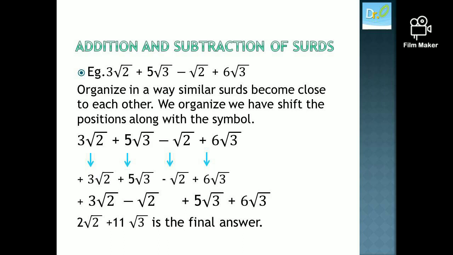Then you can simplify. 3 root 2 minus root 2 is how much? That is 2 root 2. 5 root 3 plus 6 root 3 is how much? That turns out to be 11 root 3. That is your final answer.